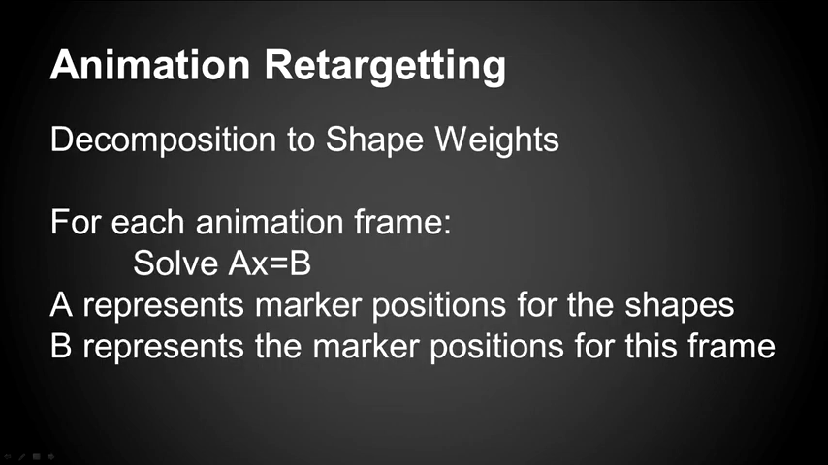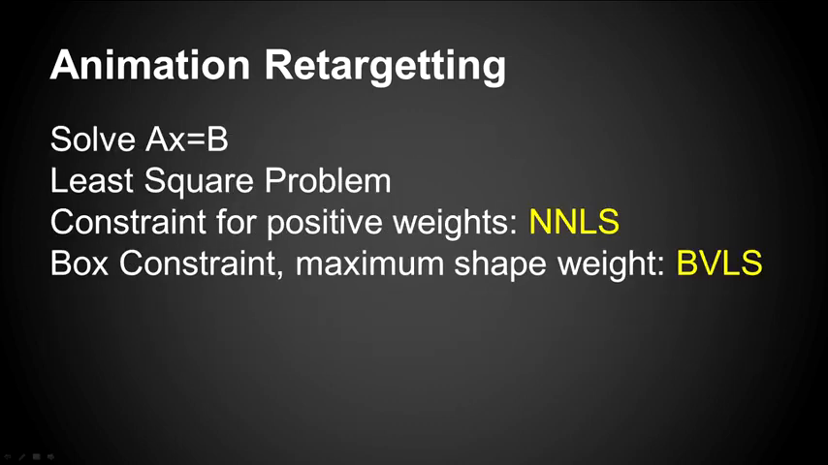Now, how do you decompose the animation into shapes? This is just a linear system like this. So you can see the matrix representation. A represents the marker positions for all the shapes. X represents the weights. This is what we're looking for. And B would be the actual animation frame, the marker animation frame for this.